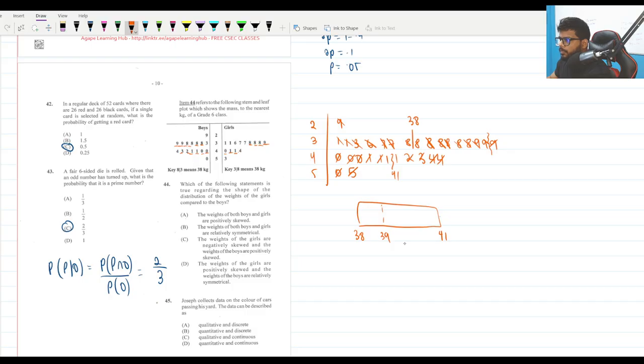My whisker here is going to definitely be longer, going up to 53. And my whisker here is going down to 29. So if my longer whisker is to the right, then it's positively skewed. So the weight of the boys and girls are positively skewed. So A is my answer.